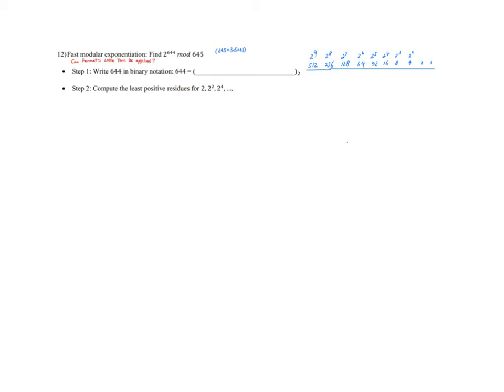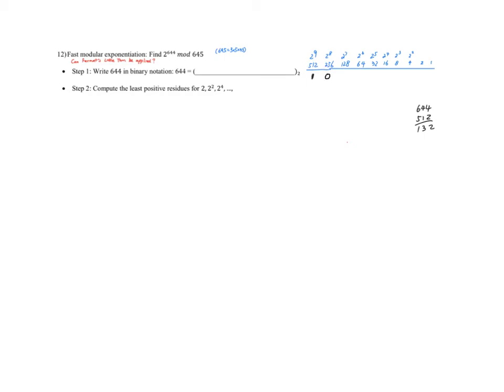First of all, 644 does contain 512, right? So therefore we do have 512. If you do the algebra, 644 minus 512 gives us 132. And for 132, 256 is larger than 132, so we don't have 256. Therefore, we should have a 0 here.